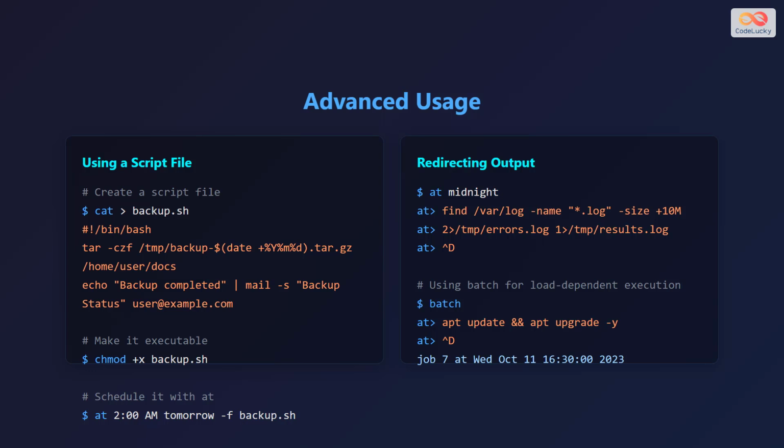Here's how to redirect output. Type at midnight. At the prompt type find /var/log -name "*.log" -size +10M 2> /tmp/errors.log 1> /tmp/results.log. Press Ctrl+D. Batch is used for load-dependent execution. Type batch. Type apt update && apt upgrade -y. Then press Ctrl+D. The output will show job 7 at the scheduled time.